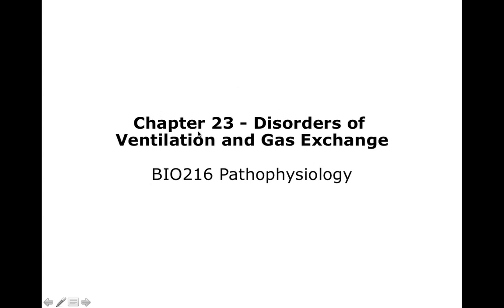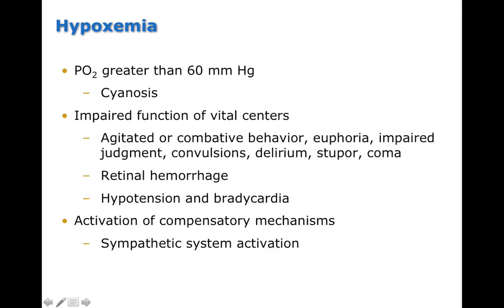All right, so in this video, chapter 23, we're going to look at disorders of ventilation and gas exchange. We're going to first define this term, hypoxemia. It's similar to hypoxia, except this is going to be a PO2 that's greater than 60 but less than 79, but in the blood. So it's hypoxemia when referring to the O2 levels of your blood, and this is going to be more associated with things like cyanosis or ballooning of the skin.